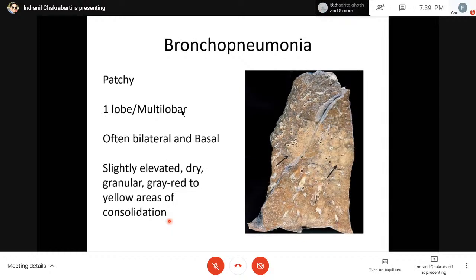So again, bronchopneumonia, you can see there the involvement is patchy. That can involve one lobe, or it can be multilobar, or even bilateral or basal. So grossly, we get slightly elevated, dry, granular, gray, red to yellow areas of consolidation. So the word consolidation basically means solidification. And under the microscope, histologically, we get the neutrophil-rich exudate filling the bronchi, the bronchioles, and the adjacent alveolar spaces in case of bronchopneumonia.